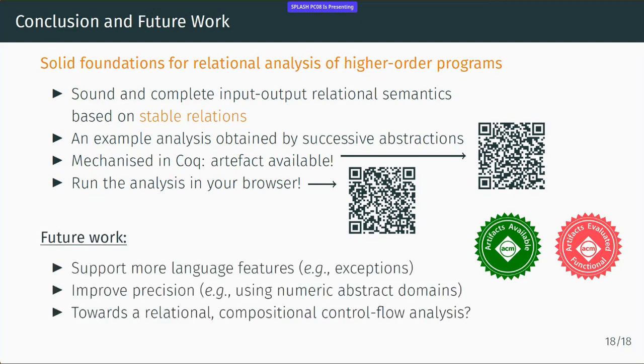And in the future, we want to support more language features like exceptions. We would like to improve the precision to exploit numerous types of domains. And very importantly, I would love to give an answer to this question of, can we define a control flow analysis that is relational and compositional? And I think this is an important step in that direction.